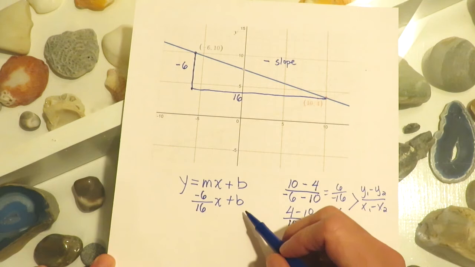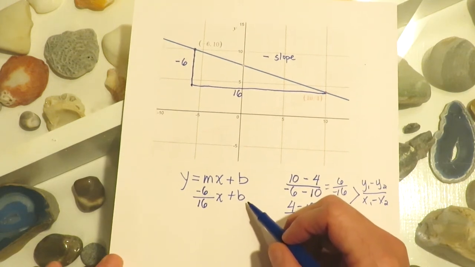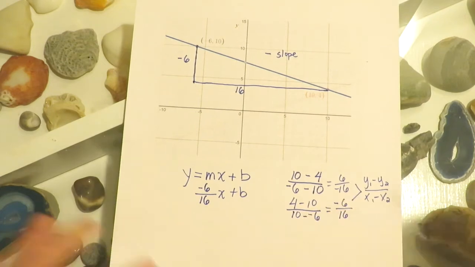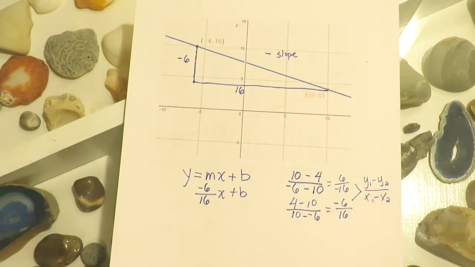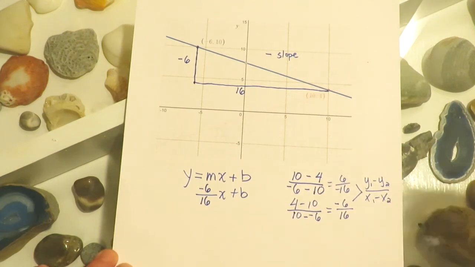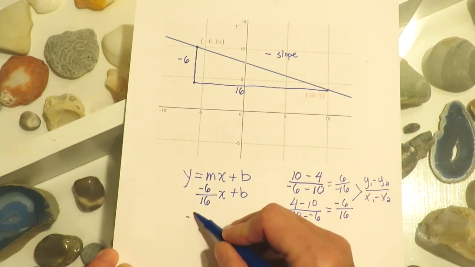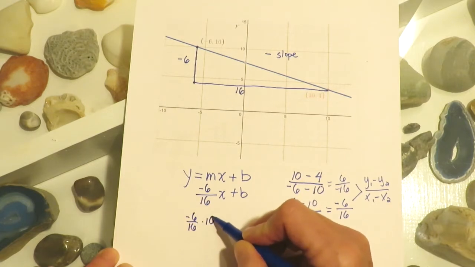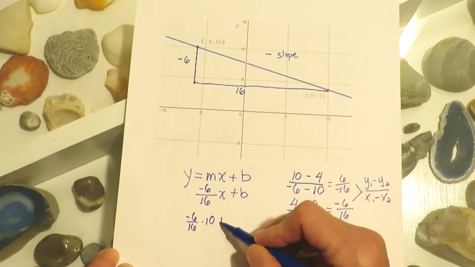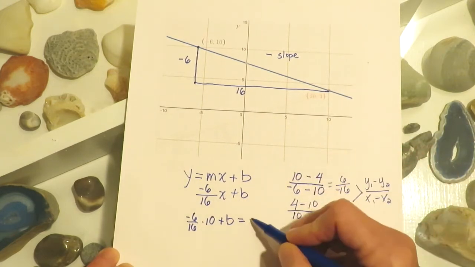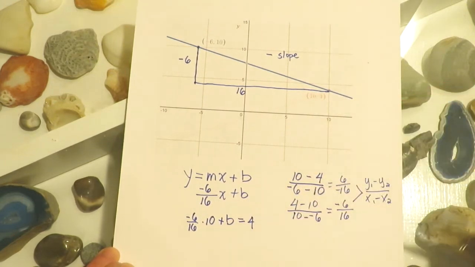Okay, so that's our slope. We need to find our y-intercept value. And I'm going to do that by picking one of my points. It doesn't matter which point. I think I'll pick this point, 10, 4, because the values are positive. So -6 divided by 16 times 10, because 10's the x, plus b. If b is the correct b, I should get 4 for the y.